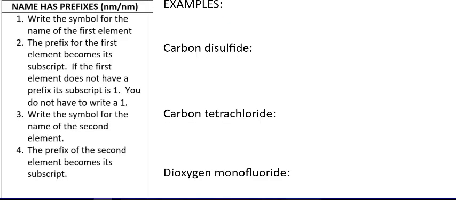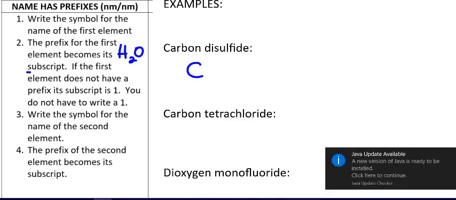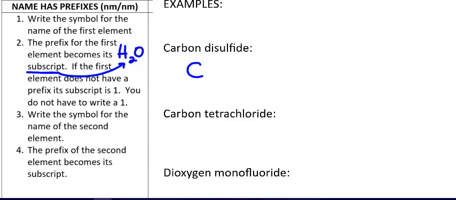Okay? So you're going to write the symbol for the name of the first element. So for example, carbon, C. You're going to use the prefix, and the prefix will become the subscript. Remember, the subscript is the little number that's written at the bottom of the formula. It tells us the number of atoms. So carbon doesn't have a prefix, and that just means there's one of it. You do not have to write the ones, okay?